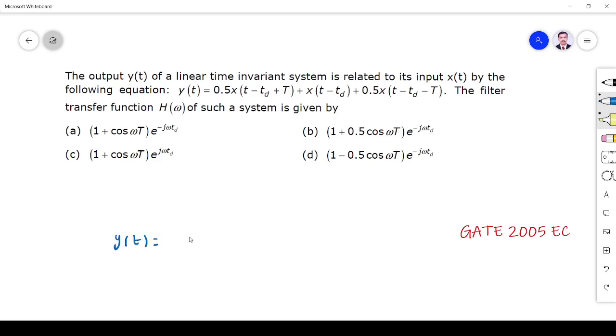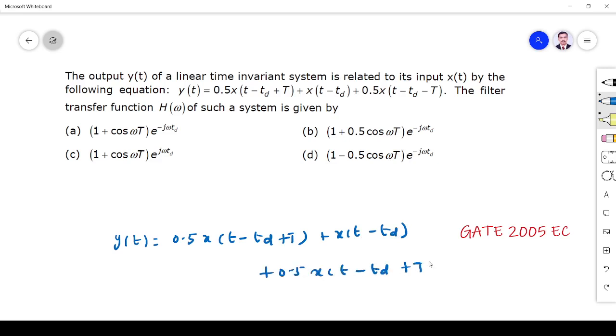They are given the output y of t equals 0.5 x of t minus td plus t plus x of t minus td plus 0.5 x of t minus td minus t. What we have to find is h of omega.